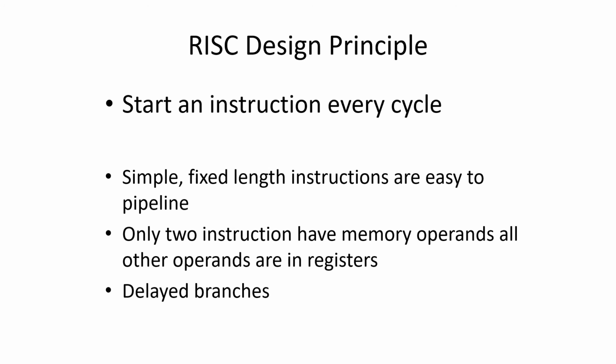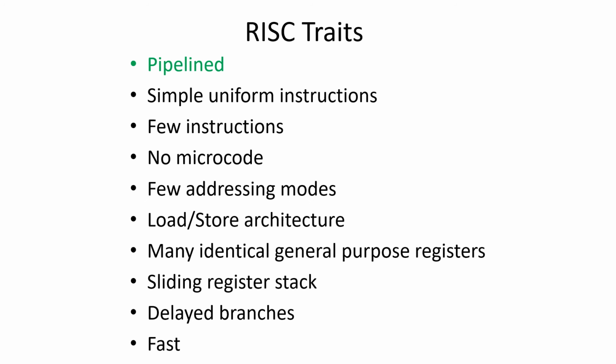They try to start an instruction every cycle, so they will, in effect, execute one instruction every cycle. Simple instructions are easy to pipeline. They also use delayed branches. A delayed branch means that when the instruction is a jump, the following instruction, maybe the next two instructions, are always executed. So a jump doesn't mean jump now, it means jump after the next instruction. That way, the next instruction, which has already been processed by the pipeline, gets a chance to be executed and all that processing isn't lost.